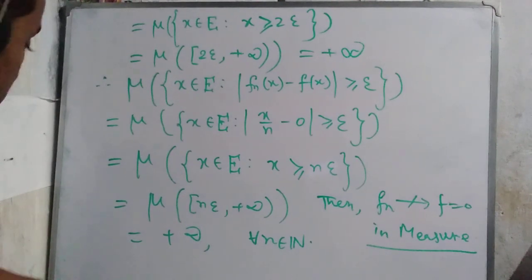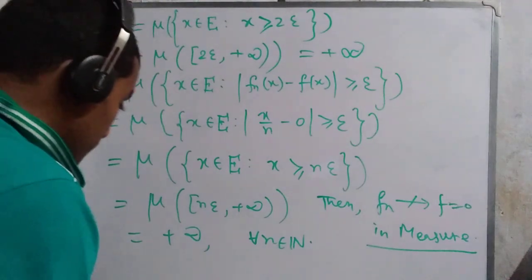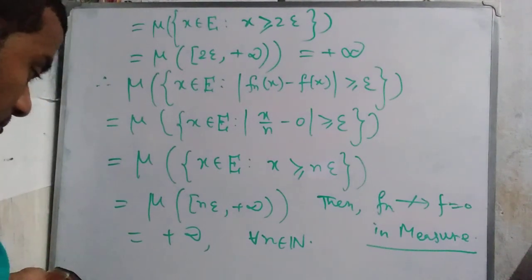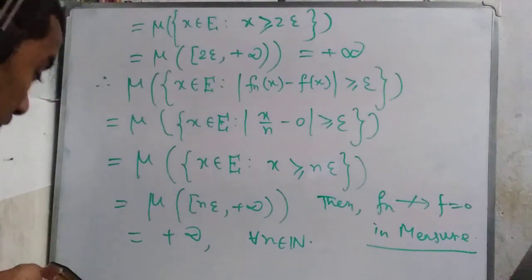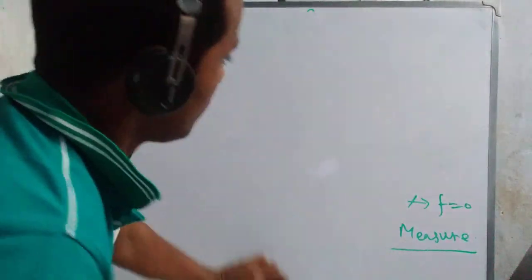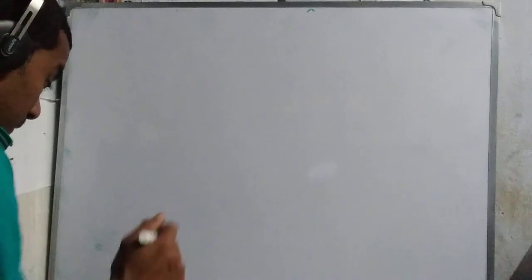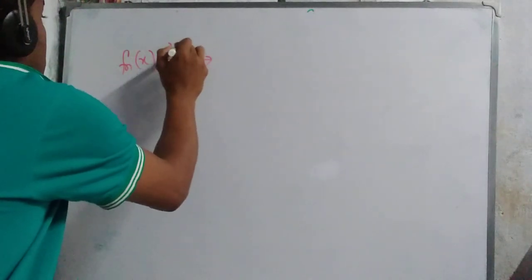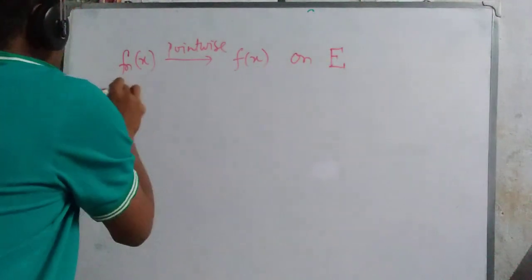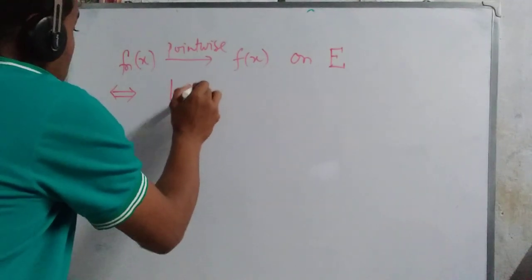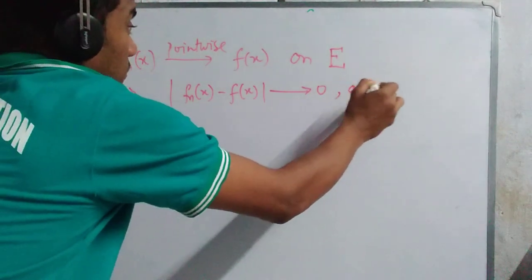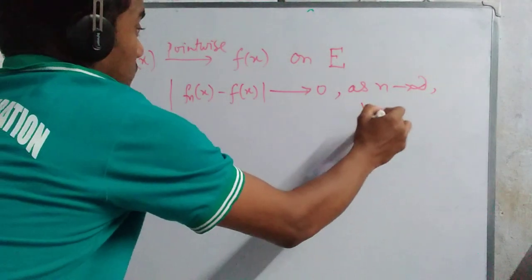So we discussed two examples related to this measure. In some, f_n converges uniformly, and in some f_n does not converge uniformly. When f_n converges uniformly and when it does not, we write it in short. Here f_n(x) converges pointwise to f(x) on E, which implies that |f_n(x) − f(x)| converges to 0 as n tends to infinity for all x belonging to E.